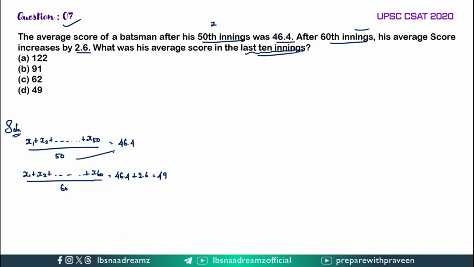So first let us find the total score in the first 50 innings. x1 plus x2 till 50th innings. The total score is 46.4 into 50, 2320. Similarly, the total score in the first 60 innings is x1 plus x2 till 60th innings is 60 into 49 is 2940.